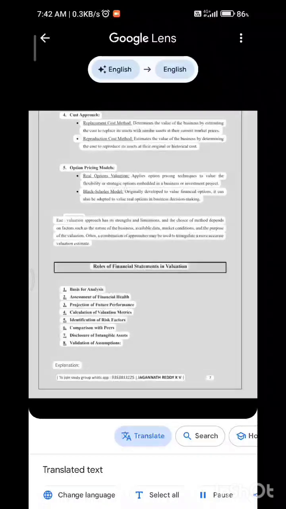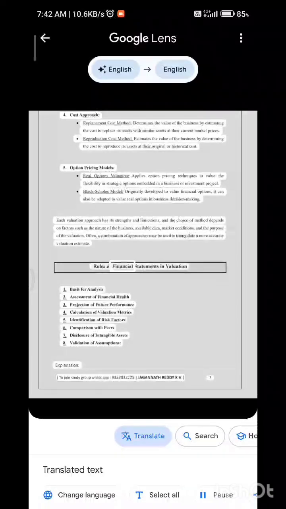Each valuation approach has its strengths and limitations, and the choice of method depends on factors such as the nature of the business, available data, market conditions, and the purpose of the valuation. Often, a combination of approaches may be used to triangulate a more accurate valuation estimate.